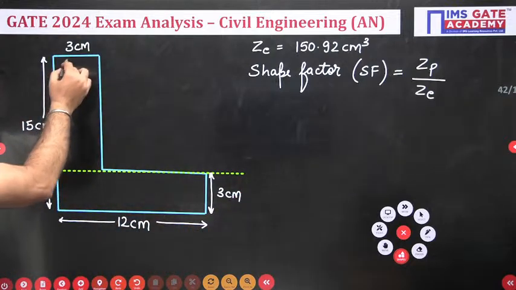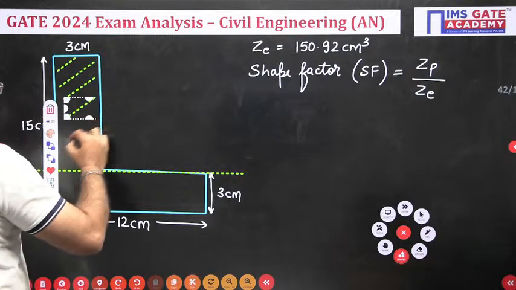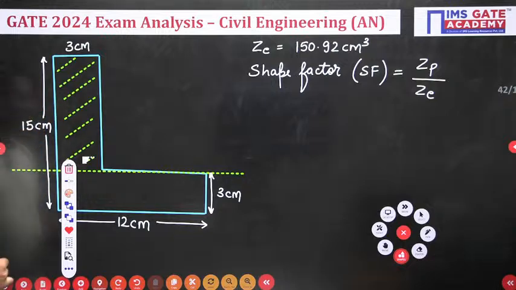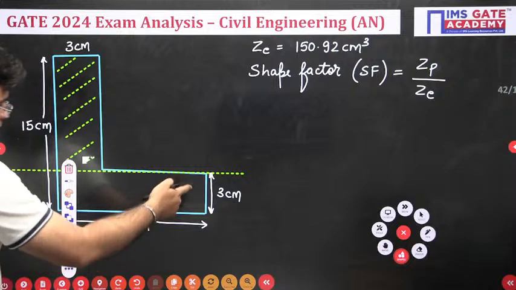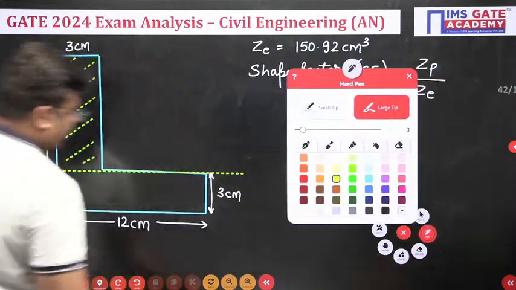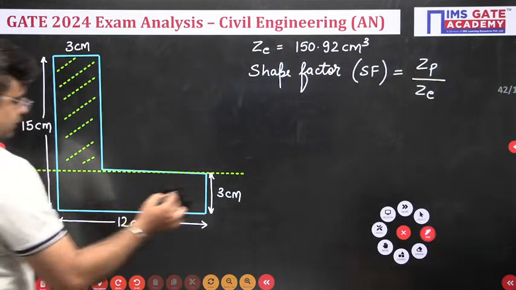If you observe this area, how much is it? This area is 3 into 12, that is 36. Similarly, this area is also 3 into 12, which is 36. So this is the depth of your equal area axis. This is your equal area axis, right?